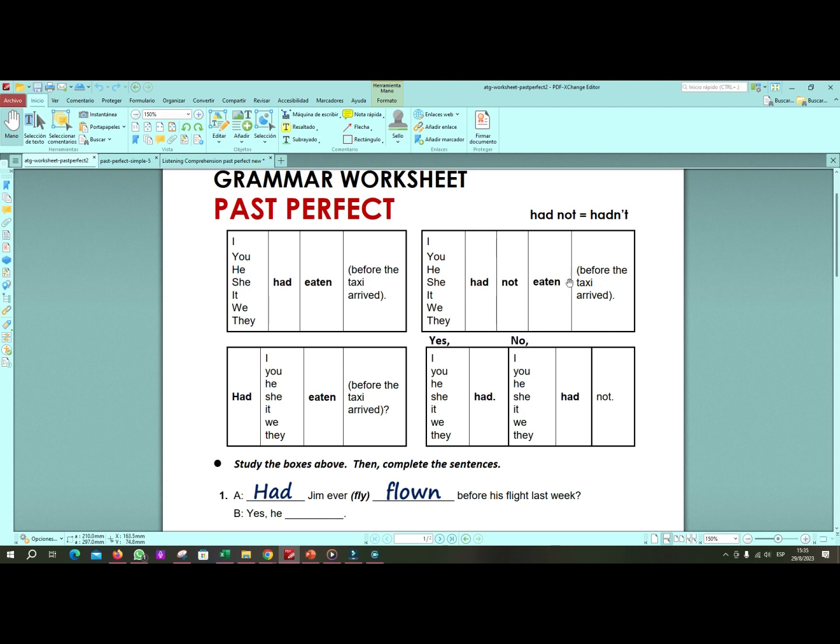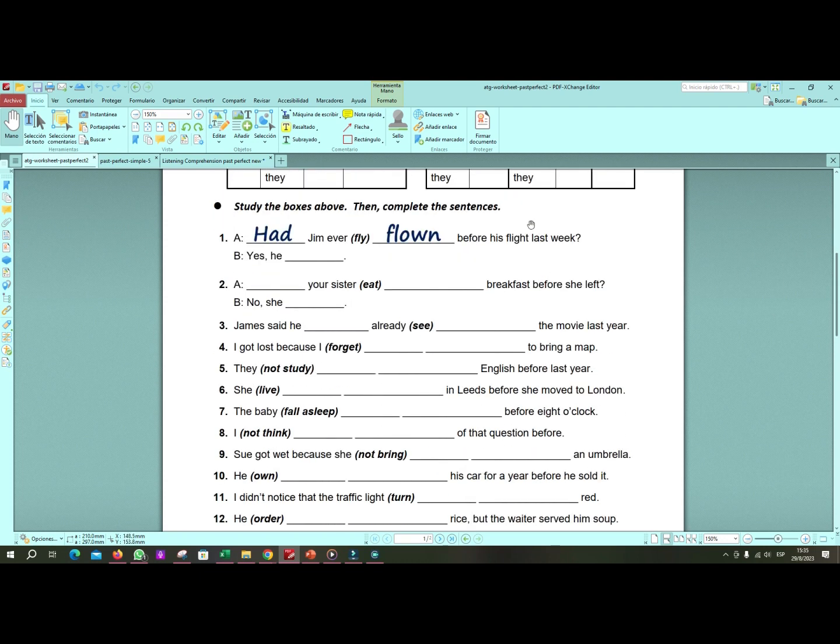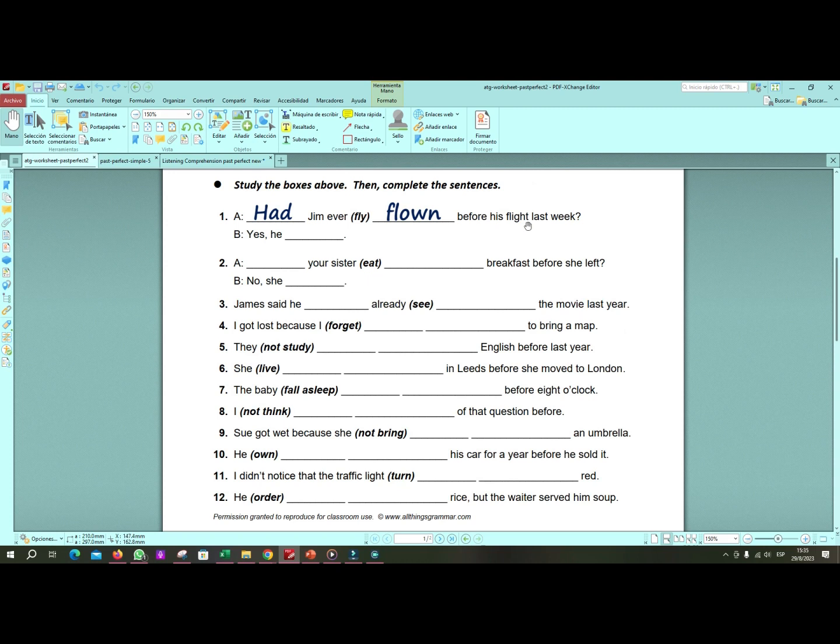So I had not eaten, or you can say I hadn't eaten, right? Also, here you have the yes/no question. First of all, the auxiliary, then the subject, the verb in past participle, complement, and question mark. Also, if you're going to answer in an affirmative way, you can say yes, I had, or no, I had not, or I hadn't, right? So, you know this. Here you have the first example.